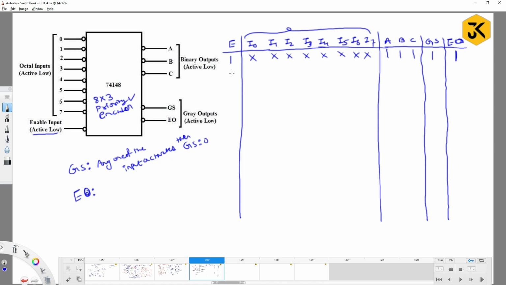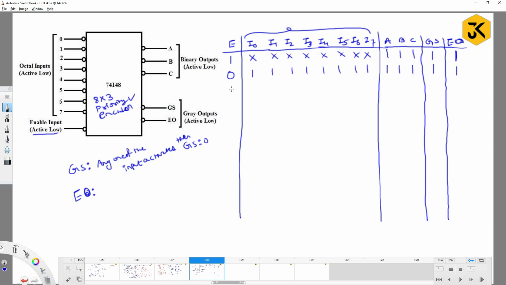Similarly, if I take the case of enable input as 0, what might these inputs be? These inputs might be all zeros. Am I right? When these inputs are 0, you are again going to get the output as all zeros. What about the group selection? 1. Because is any input activated? No, all are zeros, so I can make it 1. What about the enable output? Which is also going to be 1. So in our example, the enable output is going to be 1 because we are not going to use it for any further realization.